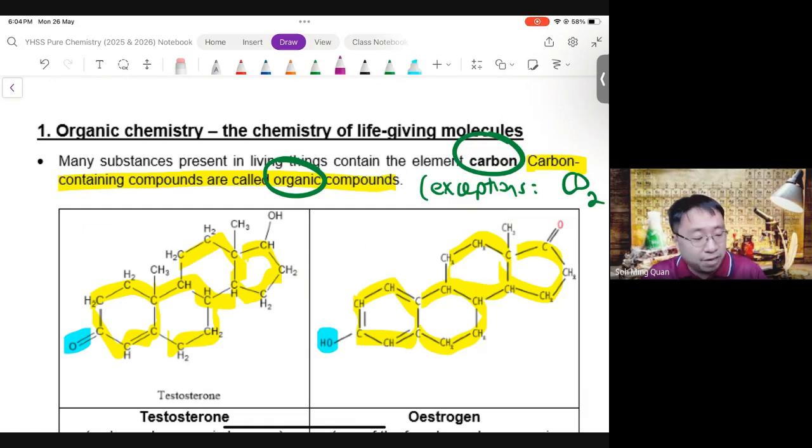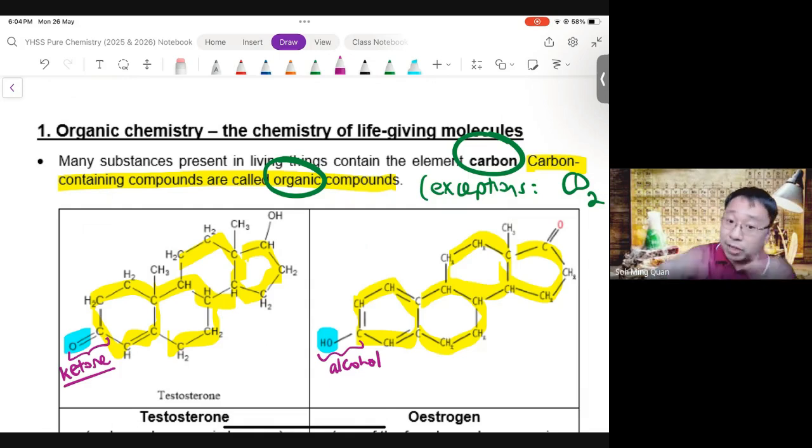Okay, now these have names. The C double bond O here is called a ketone, whereas the OH here is called alcohol. And here comes the first difference between organic chem and the rest of chem. Organic chem calls OH alcohol or hydroxyl group, whereas in other parts of chemistry, the OH would have been called hydroxide. So obviously, that's the first difference. We use different terms. Organic chemistry will use different terms from the rest of chemistry.